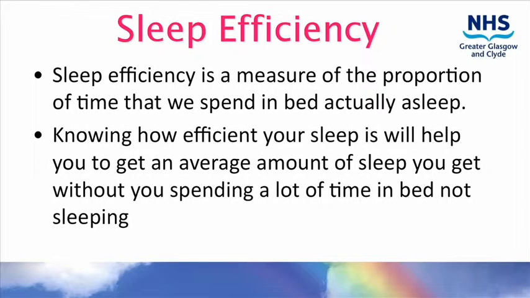Now you know how much sleep you get on average, you can calculate how efficient your sleep is. Sleep efficiency is a measure of the proportion of time that we spend in bed actually sleeping. For example, if your sleep efficiency is 60%, it means that you're asleep only 60% of time spent in bed. Knowing how efficient your sleep is will help you to spend less time in bed not sleeping.